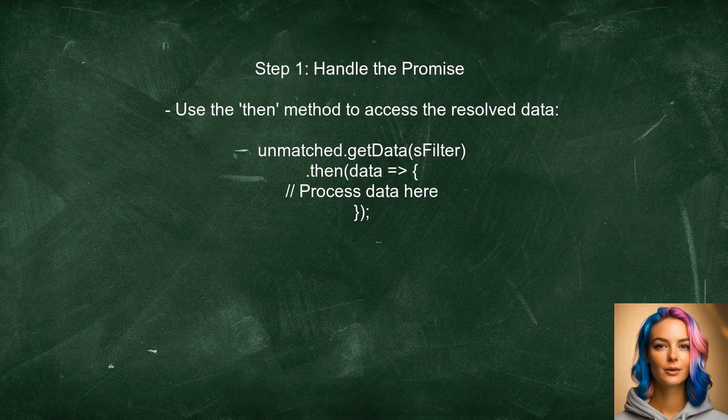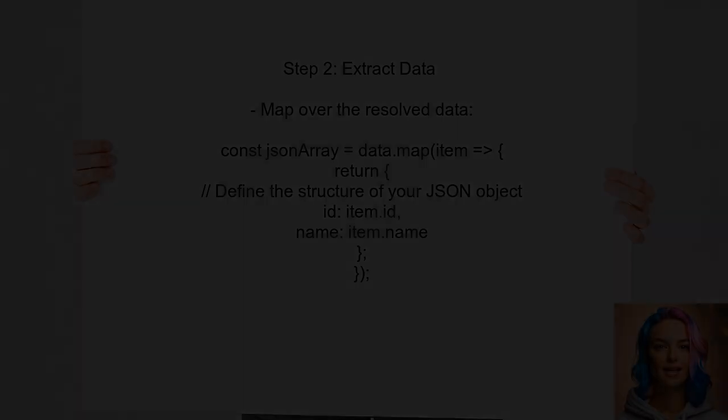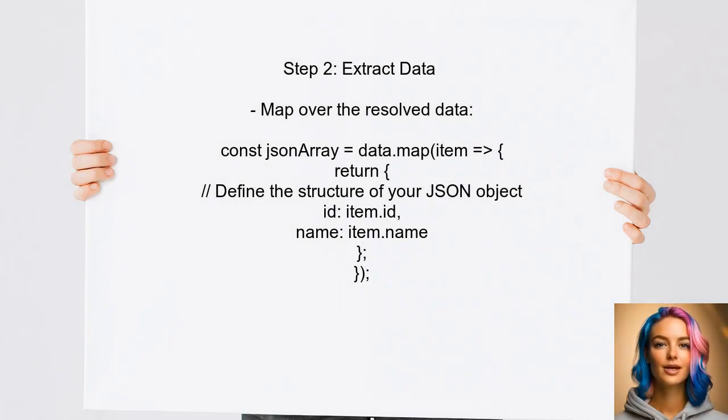To convert the promise returned by the service into an array of JSON objects, the user should first ensure that they are handling the promise correctly. This involves using the then method to access the data once the promise resolves. Next, the user should extract the relevant information from the resolved data.